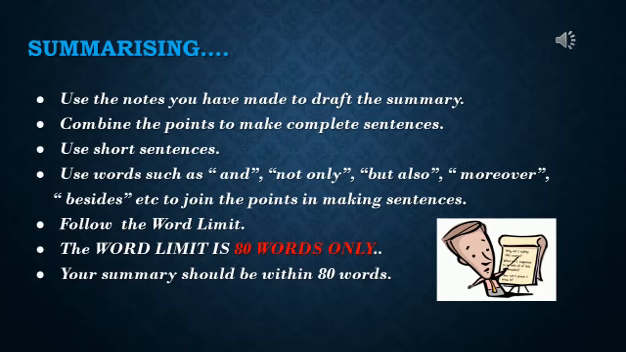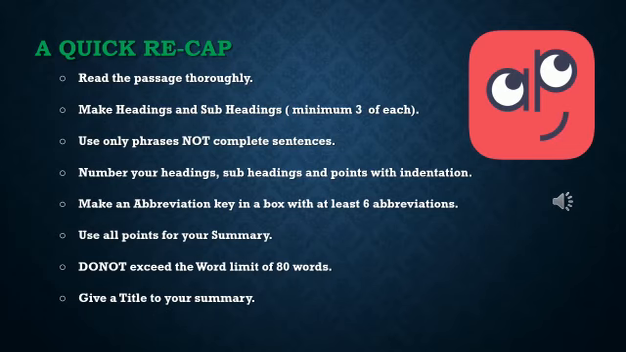Well, children, I'm sure you have understood how to go about note making and summarizing. But before we close, let us have a quick recap of what we have learnt now. We need to read the passage thoroughly, at least twice. We need to make headings and subheadings, minimum 3 of each. We have to use only phrases, not complete sentences.